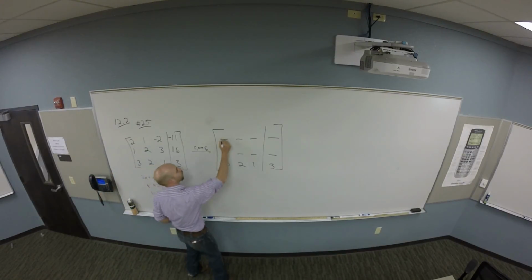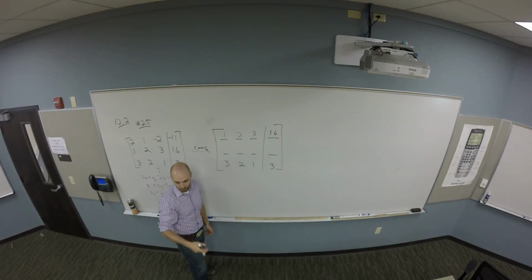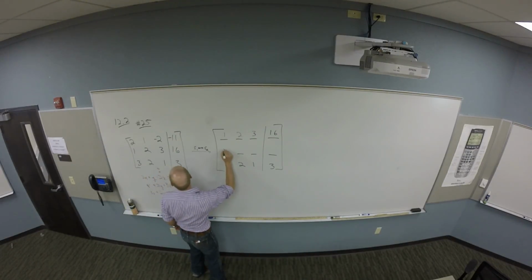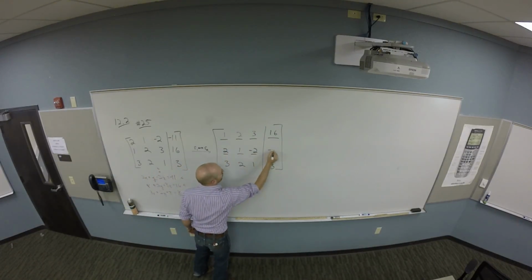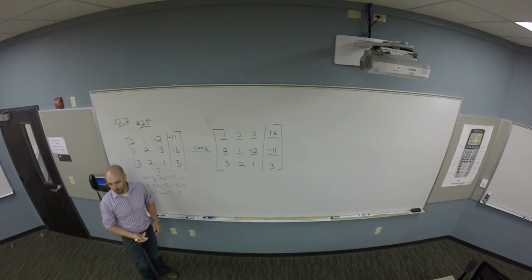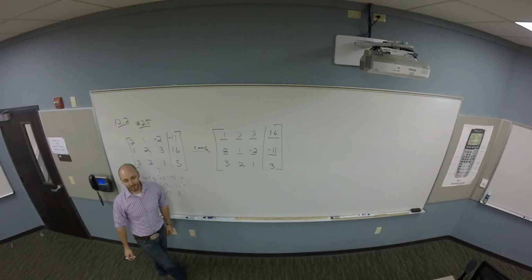Yeah, I'd put 1, 2, 3, 16 in the first row of my system of equations, right? 2, 1, negative 2, negative 11. And then I put the coefficients for the second equation in the second row, right? You guys see that this is one of those allowed operations because it doesn't really change anything, right? Okay, that's all they wanted me to do.